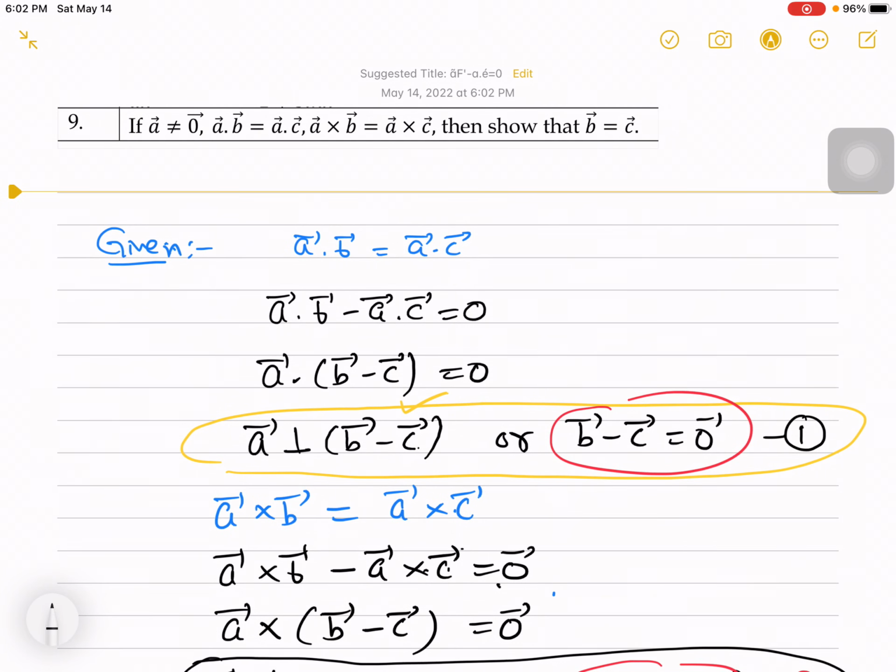In this way, we will solve all the questions of section B of 3 marks. Now in the next link, we will solve the section C questions.